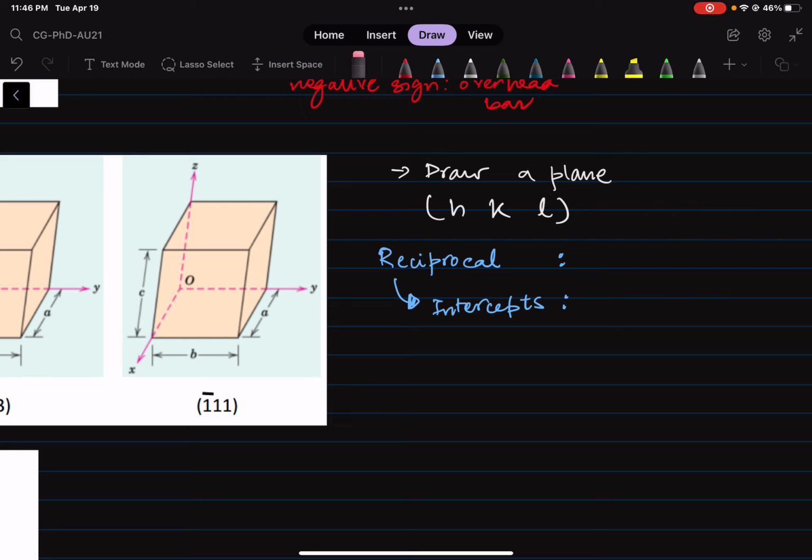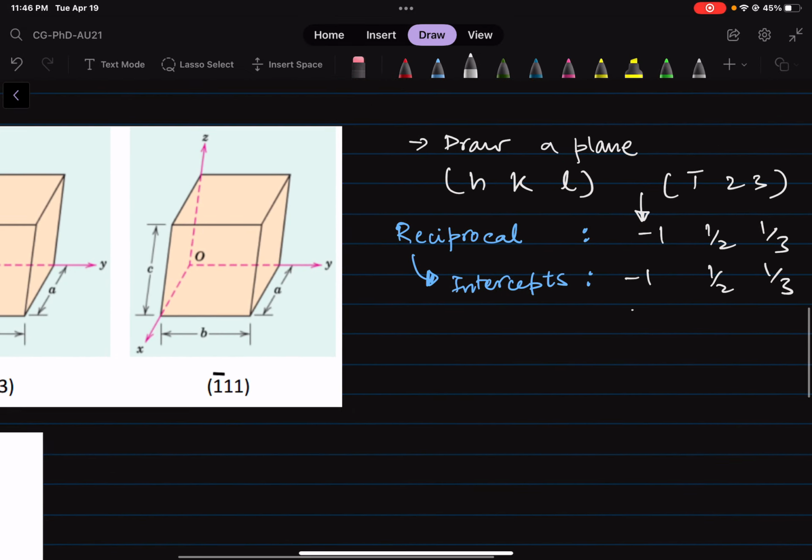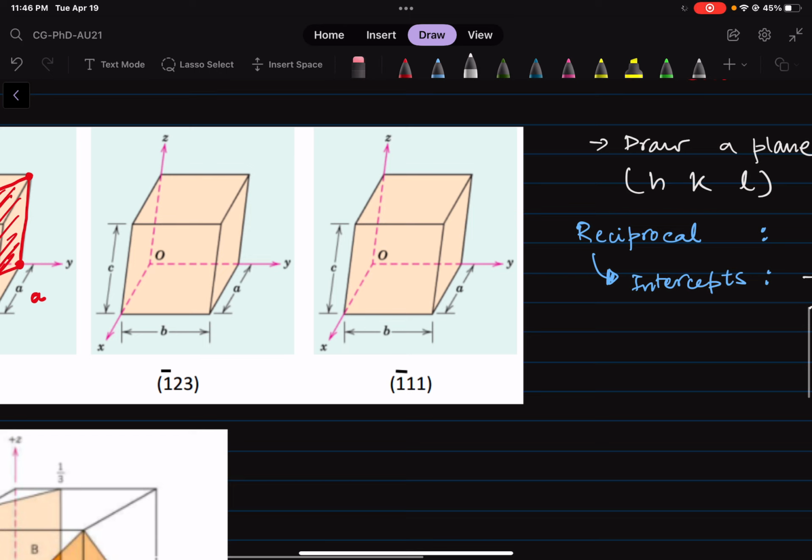So again, use this formulation bar 1, 2, 3. Do the reciprocal first, okay? So reciprocation will give you -1, 1 over 2, 1 over 3. And that just becomes your intercept. So what I'm saying is that the x-intercept will be -1, the y-intercept will be half, the z-intercept will be 1/3. So let's try to draw that out.